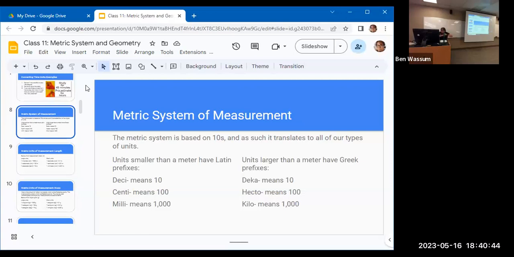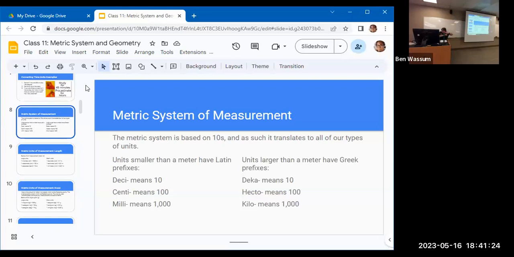Everything is based around tens. It kind of starts off, I used meter as an example in this one, but smaller units than your standard unit have Latin prefixes. So deci means 10, centi means 100, milli means 1,000. And, you know, we've heard centimeter, millimeter. You ever heard decimeter? Nah, that's not something that's hanging out on a random ruler. So that one we tend to not use too much.